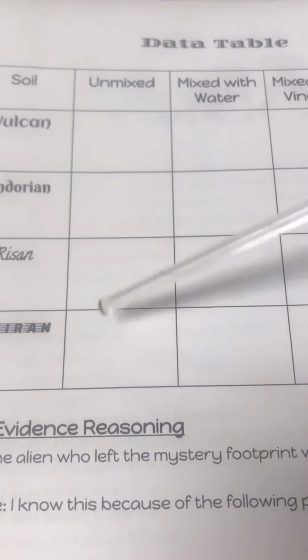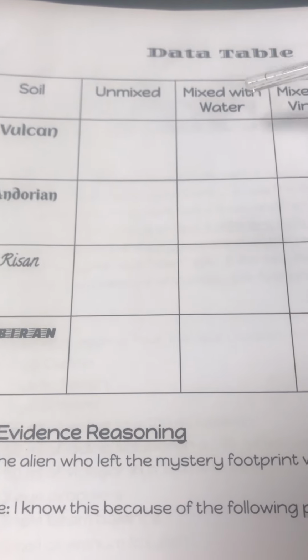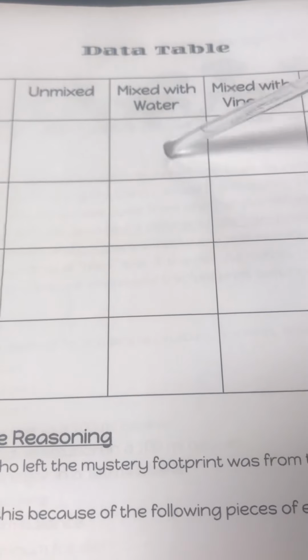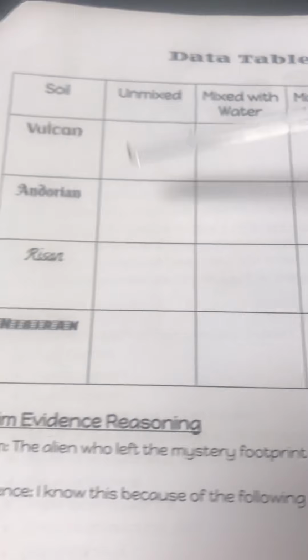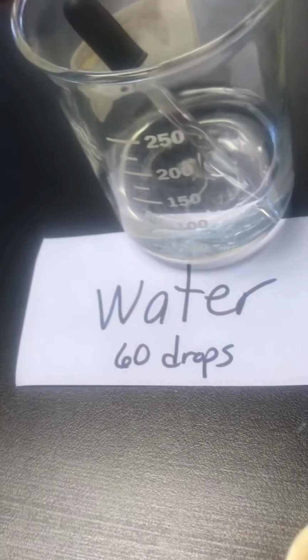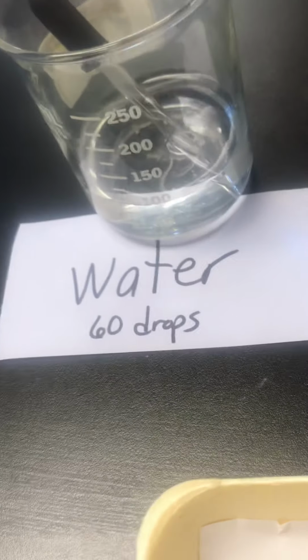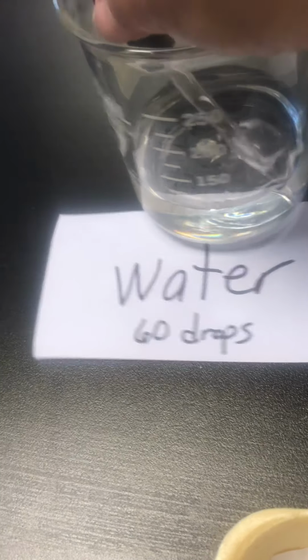Okay. So now on the data table, you should have this filled in. If you do not, please pause the video in between. And I'm going to move now to the mix with water. What does the substance look like? I'm going to add 60 drops of water in each of the soils. I'll do one at a time so you can see closely what's happening.